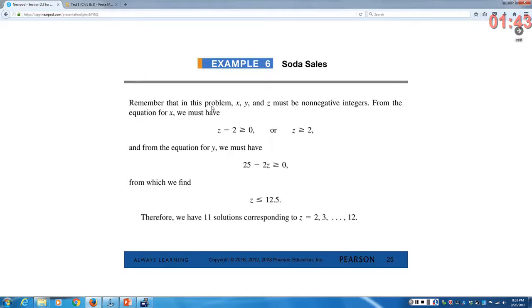And then the problem, you need to realize that X, Y, and Z will always be non-negative integers. So for Z minus 2 to be equal to or greater than 0, that means Z has to be 2 or larger. It also means that 25 minus 2Z has to be equal to or greater than 0. And that means that Z would have to be equal to or less than 12.5. So all of the answers have to be between 2 and 12.5.